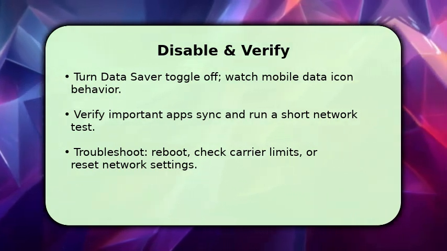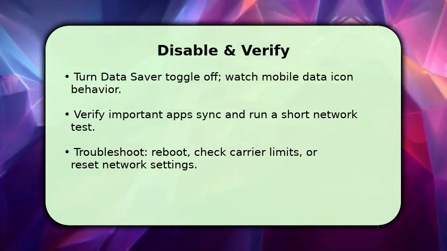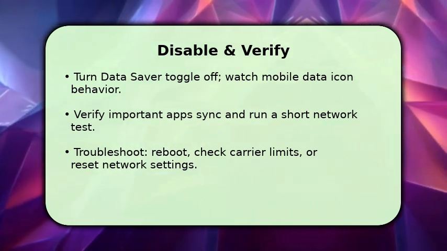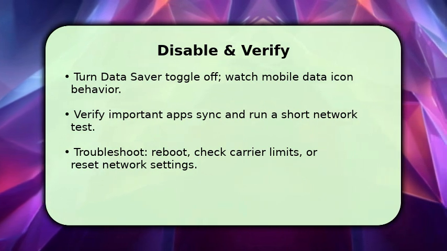If things don't behave, reboot the phone and recheck the toggle. Sometimes system UI needs a restart. If problems persist, verify you haven't hit carrier data limits and, as a last resort, reset network settings. That clears problematic configuration.